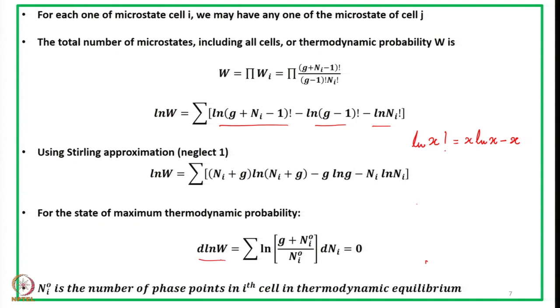So d log W is equal to summation log ((G plus Ni naught) by Ni naught) into dNi. When you take the derivative of this, you will get this kind of expression. What is this Ni naught now here? This is the number of phase points in the ith cell in thermodynamic equilibrium. Now the question is, can we again treat these dNi independent, same way as we discussed in Maxwell-Boltzmann distribution? This cannot be treated independent. Therefore, you can treat this independent by using method of undetermined multipliers.